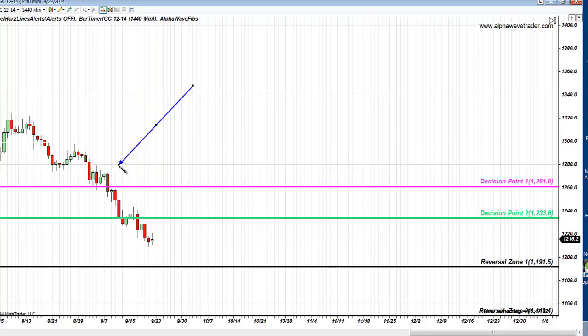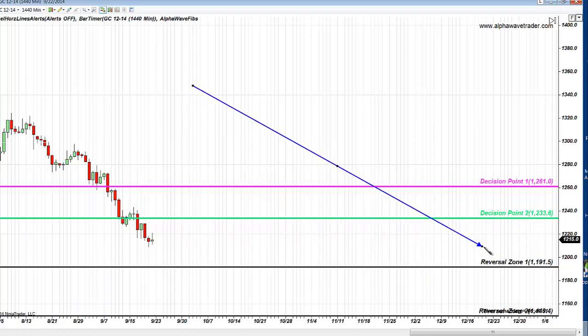Gold collapsed, giving you a beautiful shorting opportunity from this area. When it came to the first target, decision point one, it staged an incredible fight for 1, 2, 3, 4, 5 days. Gold finally collapsed, respecting this level. 1200 is the ultimate destination.